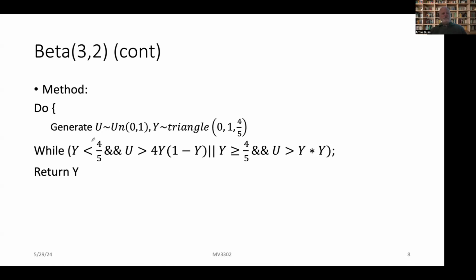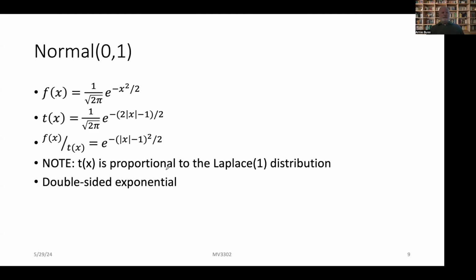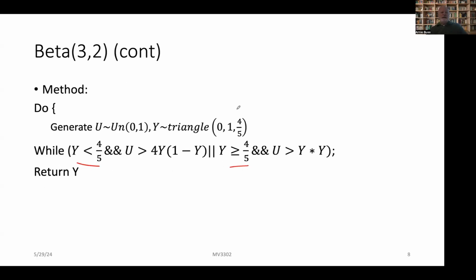So if you notice, between this and this, because these are mutually exclusive, only one of these ors is going to be valid. And then if u is bigger than that, then we keep doing it. And once u is less than that, then we return it.